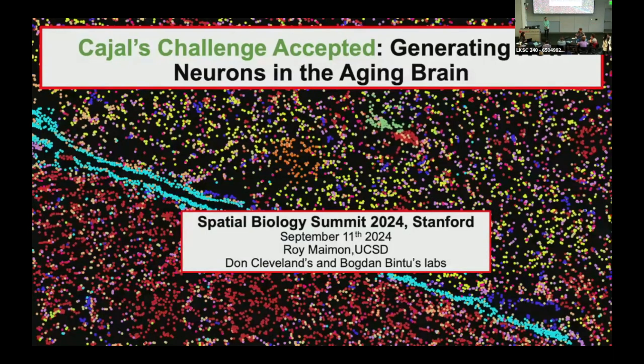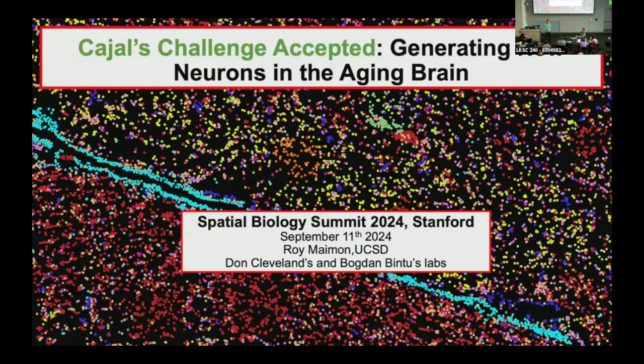All right, can you hear me okay? Awesome. So yeah, thank you so much for having me. It's a great opportunity. My name is Roy Maimon. I'm a postdoc with Don Cleveland at UCSD, and today I'm going to share with you our ongoing project on how to generate new neurons in the aging brain.